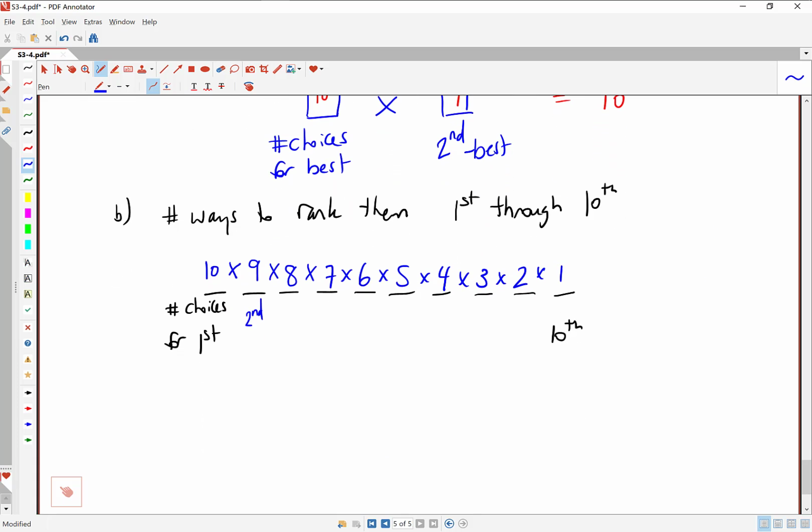All right, so you could try typing this into your calculator. It is going to come out to 3,628,800 possibilities. So just by taking 10 objects and asking to arrange them in order, you are getting quite a large number of possible ways to do that. That's one big takeaway from this problem.